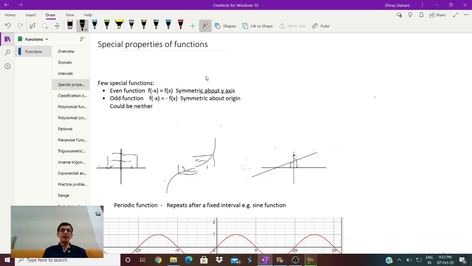We'll continue our journey into the study of functions. Today we will study some special properties of functions. First thing that we'll study is what is an even function and what is an odd function.